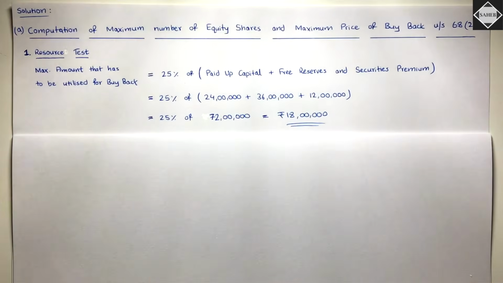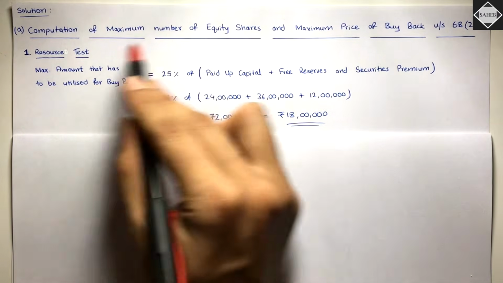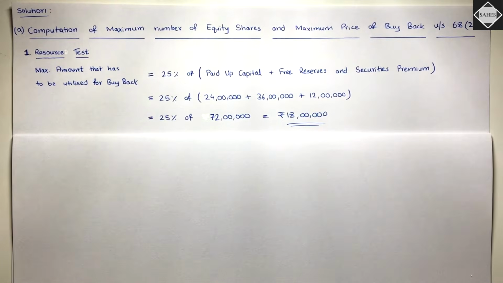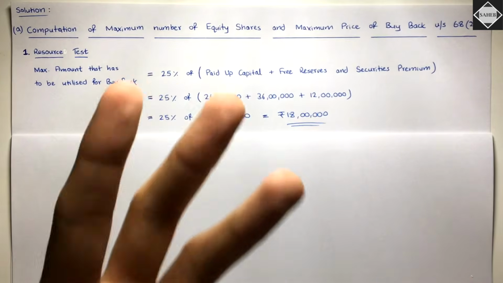Let's go to the solution now. Now see, here we have the solution. Let's understand what's the technique in this question. It's really simple. Here the question is silent regarding maximum number of equity shares and maximum price of buyback. So first what you have to do is you have to do all the three tests that are available.